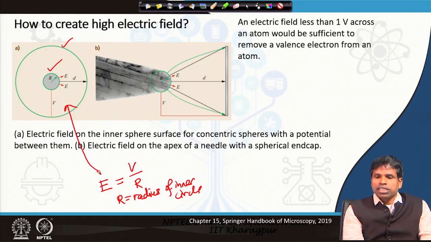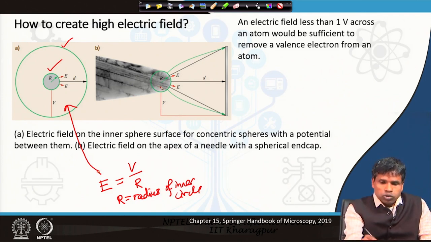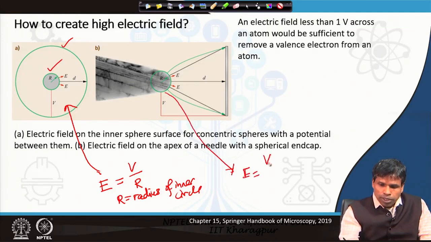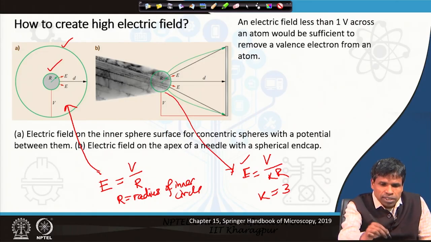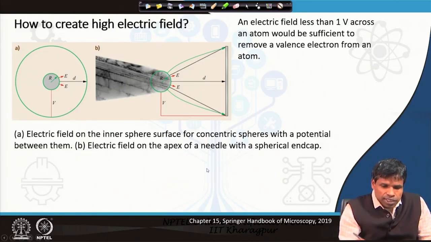At that field, we can easily create an ion if a gaseous atom comes across it. But actually, the tip will not be circular, it will be hemispherical. So E is equal to V by K R, where K is approximately 3, so the magnitude will be a little smaller because the tip is hemispherical in nature. In this way, we can have a very large electric field at the tip, and that could help us to create ions, and those ions can be utilized for microscopic investigation, creating the image.